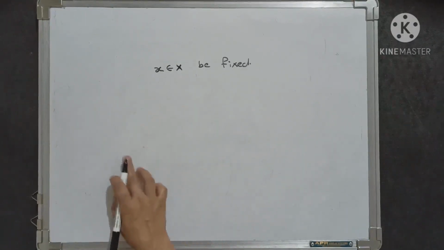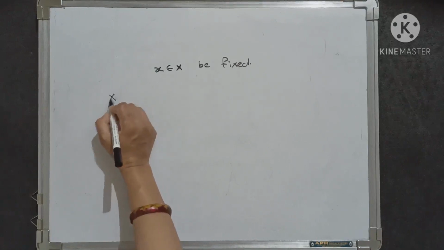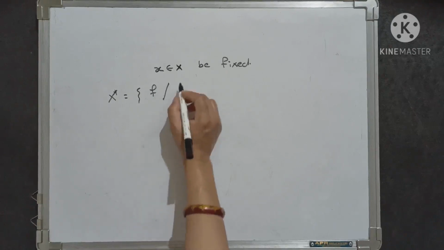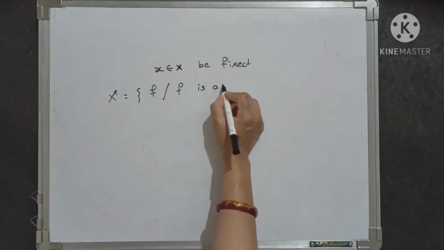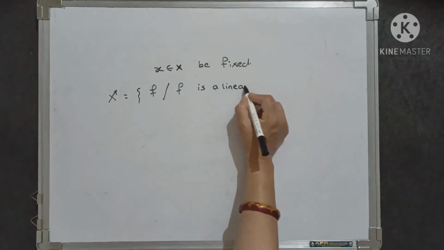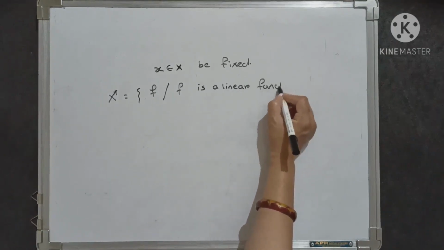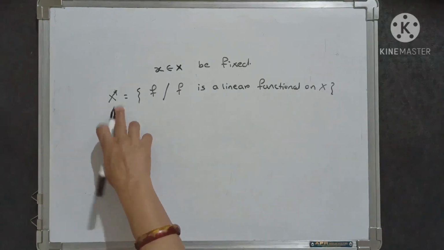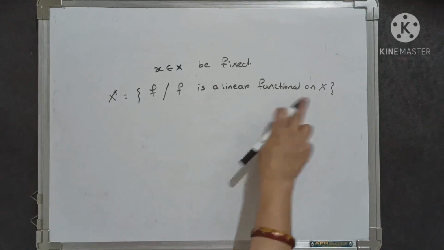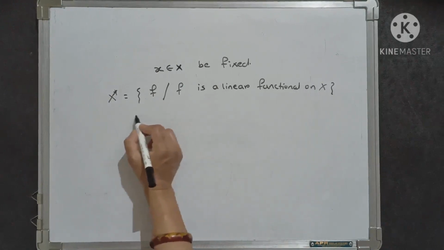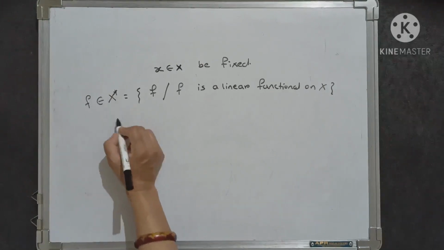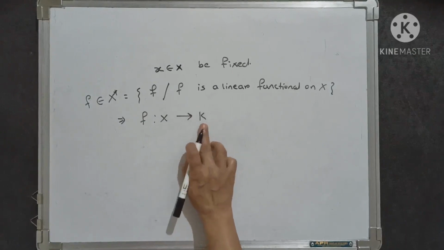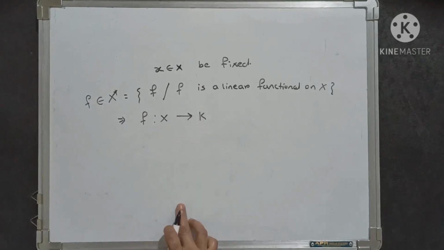Then corresponding to this element, let x star be the set of all the functionals f such that f is a linear functional on x. X star is the space containing all the linear functionals on x. That means if f belongs to x star, then f is a mapping from x to k, where k is nothing but the scalar field of the vector space x.